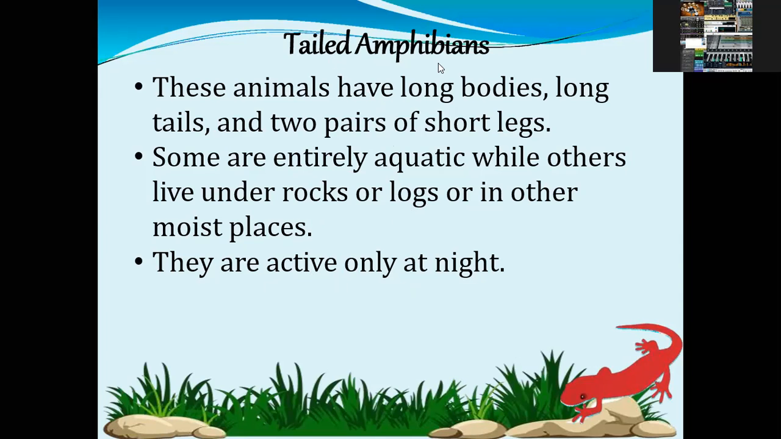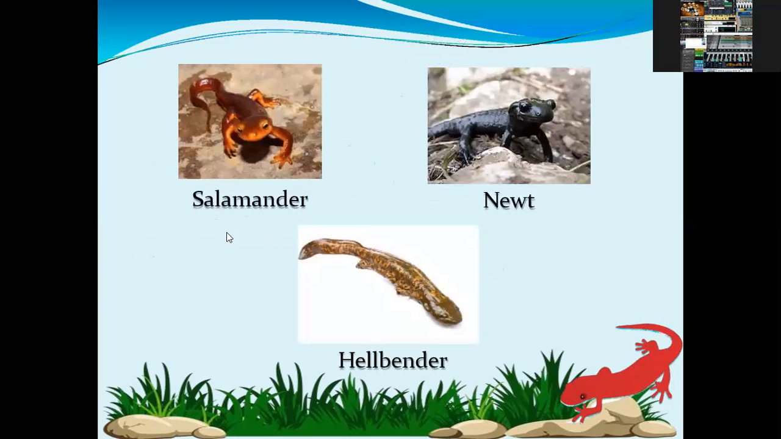These tailed amphibians, amphibia with tails, become active only at night. In daytime, they take rest. They sleep. Look here, salamander is one type of amphibian. It has a long body. It has a tail, therefore tailed amphibian. And look here, two pairs of limbs, one pair of forelimbs and one pair of hind limbs. These limbs are very short, not long.